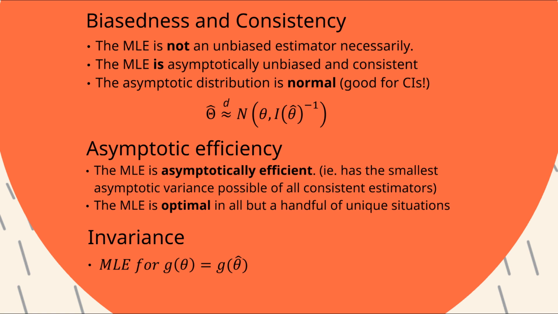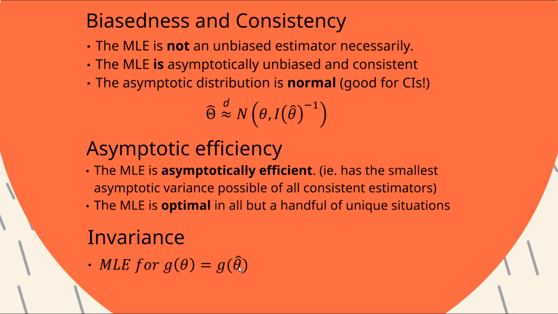And the final property of MLE that we're going to talk about is something called invariance. Now, this is immensely useful. It's provided by this very simple formula that basically says if you take a function of the parameter, the MLE for that function will just be the value you get when you sub in the original maximum likelihood value.